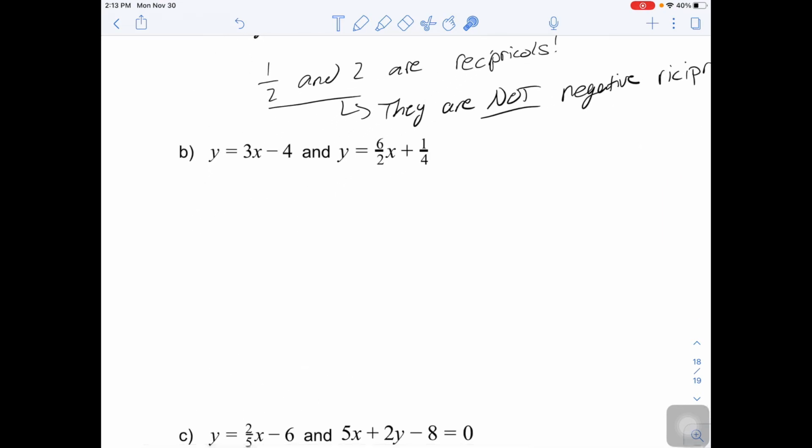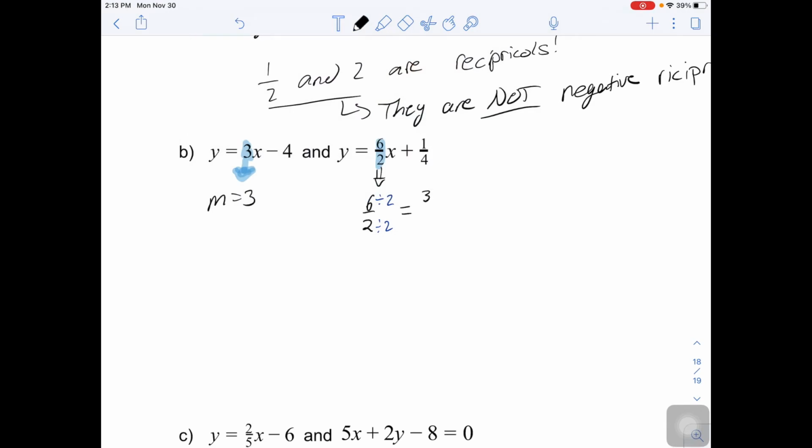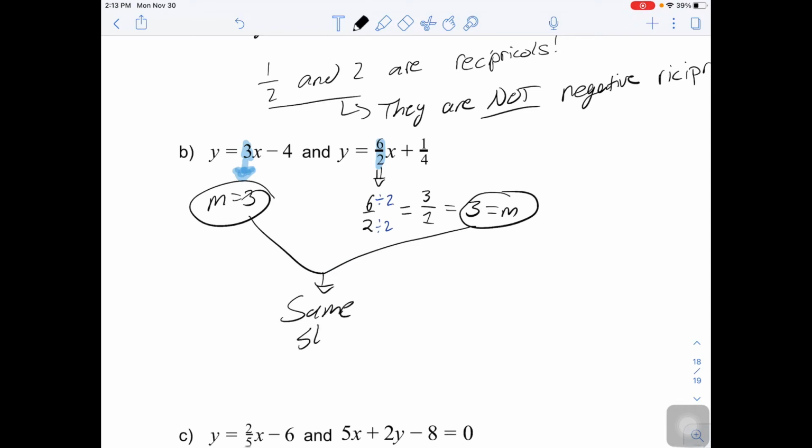Let's look at this question over here. So remember, always look at the slopes first. So my slope here, m equals 3. My slope here is 6 over 2. So at first glance, you say, hey, they're different. But they're not different. Because with fractions, I can divide both these by 2. And what do you get? You get 6 divided by 2, which is 3. 2 divided by 2, which is 1. So 3 over 1 is simply 3. So these two have the same slope. So they are parallel.